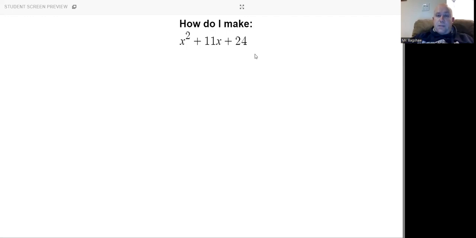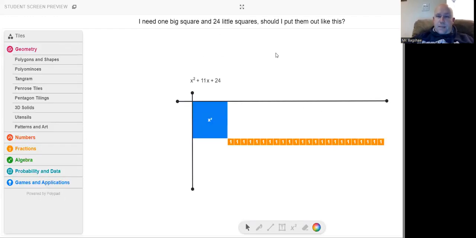So I've got to think about what numbers multiply together to make 24, and that's normally your starting point. So for this question, it could be 1 and 24, it could be 2 and 12, it could be 3 and 8, and it could be 4 and 6. So how on earth do we decide which of those is actually the correct one that will end up using 11 rectangles? Well, let's take a look. Let's do this very methodically.